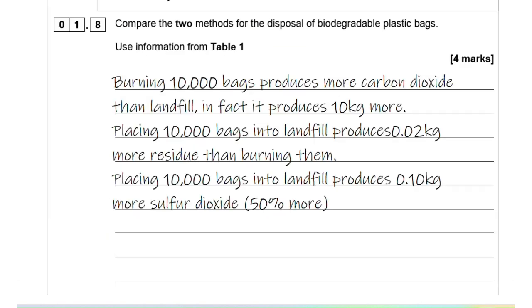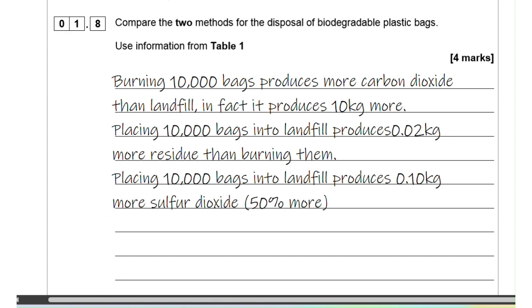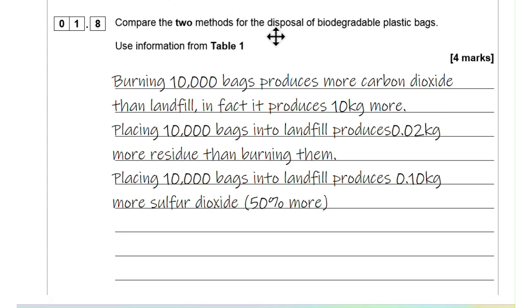And here it is. Burning 10,000 bags produces more carbon dioxide than landfill. In fact, it produces 10 kilograms more. Placing 10,000 bags into landfill produces 0.02 kilograms more residue than burning them. And finally, placing 10,000 bags into landfill produces 0.10 kilograms more sulfur dioxide, which is 50% more.